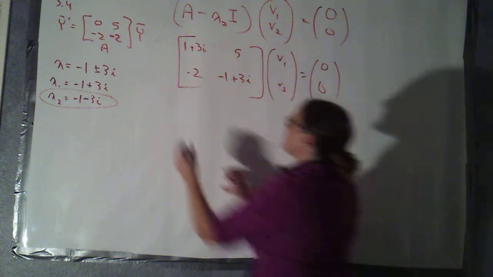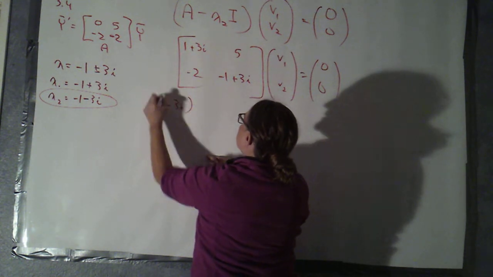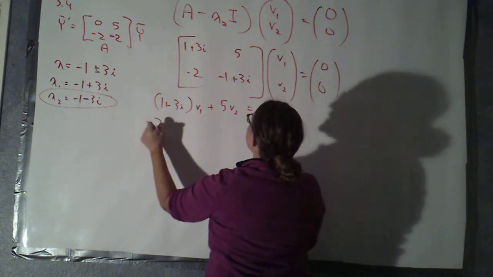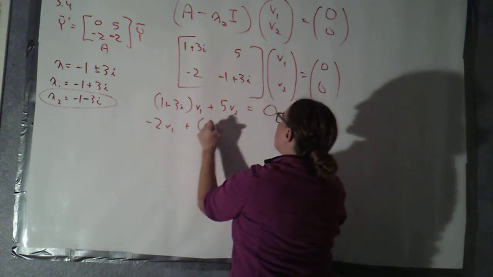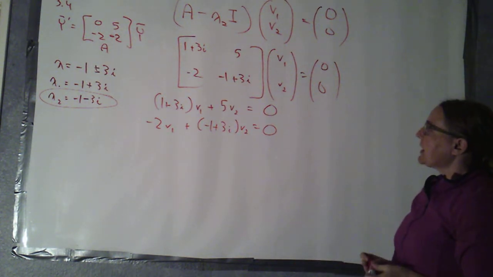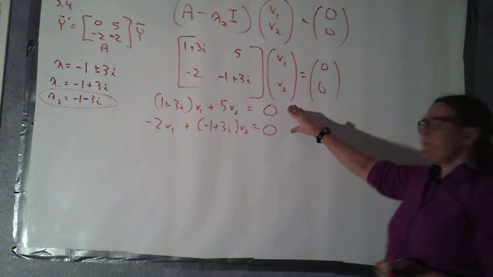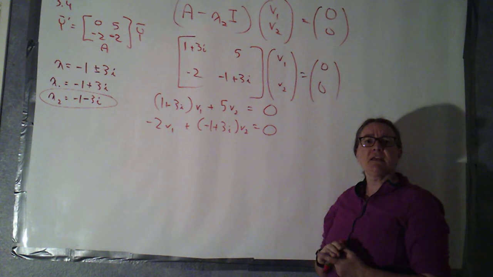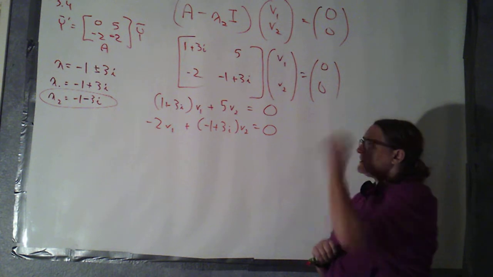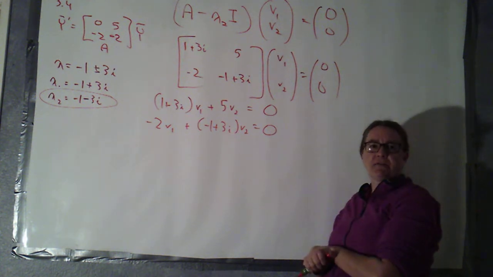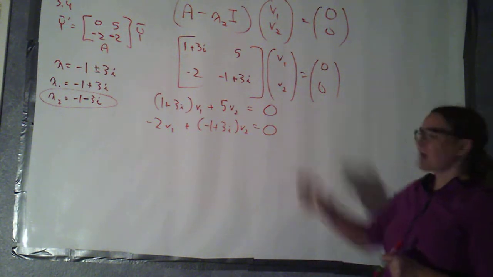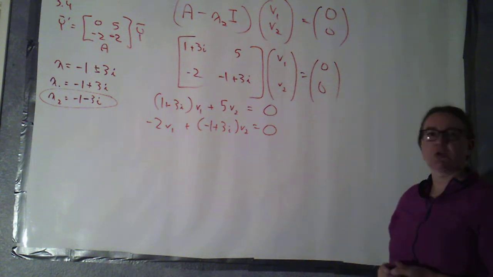So the corresponding system of equations is 1 plus 3i times v1 plus 5v2 equals 0, and -2v1 plus -1 plus 3i times v2 equals 0. Now, ordinarily, when we've gotten to this system where we were finding our eigenvector, it was really obvious that we had what we call a dependent system of equations. That is, the two equations were equivalent because one was a multiple of the other. That is true here. It is just not obvious because each one is a complex multiple of the other, and that's a little bit harder to spot.